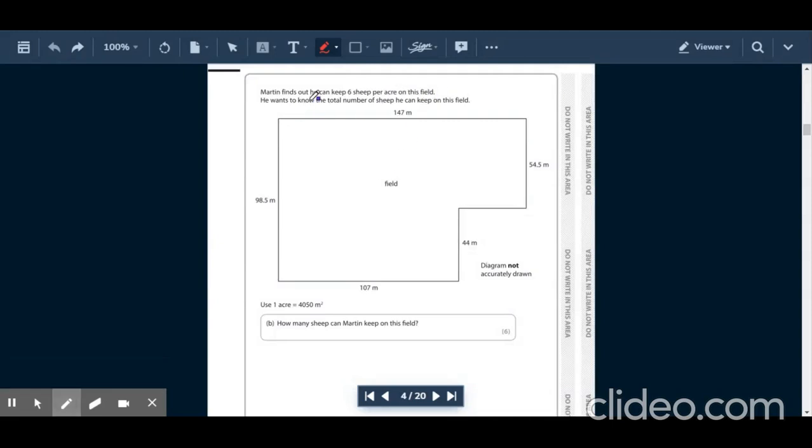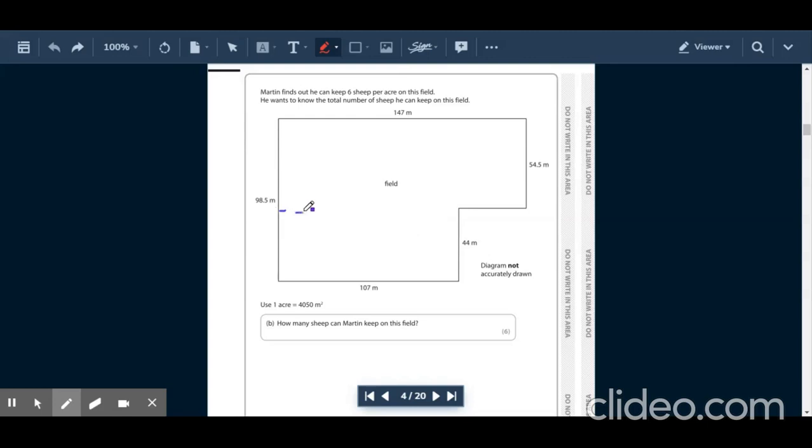So the second part of this question, he finds out he can keep 6 sheep per acre, and we also need to know how many sheep you can keep in this field. It also tells us that 1 acre is 4,050 meters squared. Because as soon as we see meters squared, we know that it is an area question. So first we're going to need to find the area of this shape. It's a compound shape, so we're going to need to split it into 2 parts.